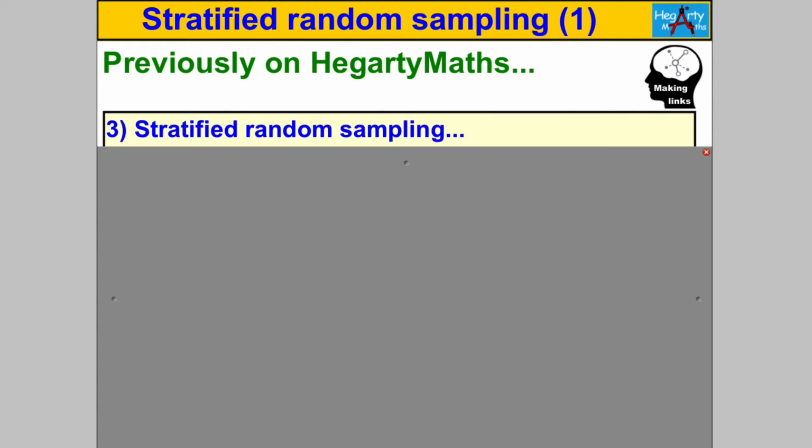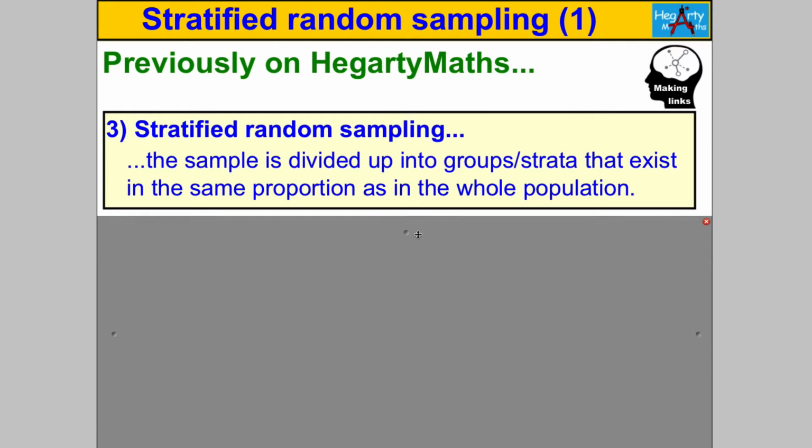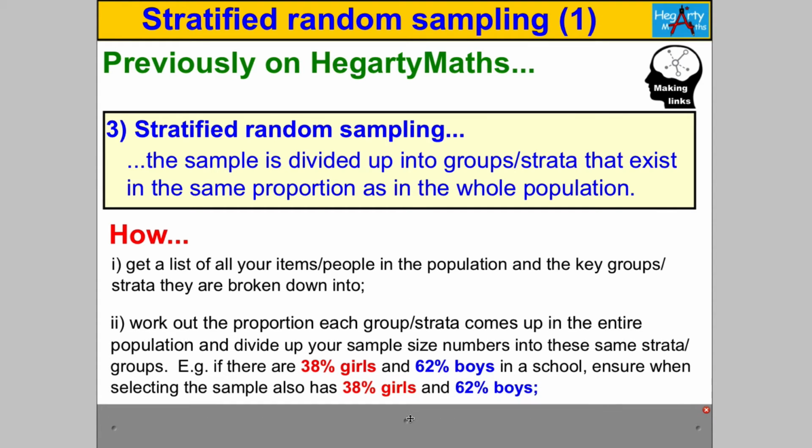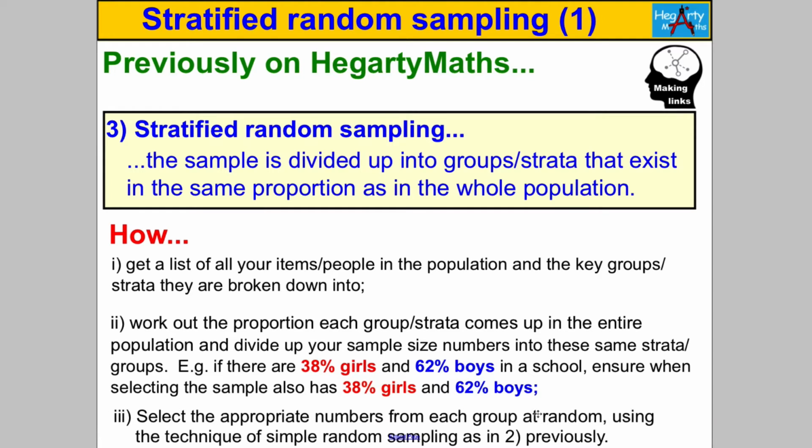stratified random sampling. So can you remember what I said that was? Well, that's when you divide your sample up into the same groups and strata that exist in the population and in the same proportion. And you do it as follows. You get a list of your whole population and work out their key groups. Then you work out what proportion those groups are in the population, and then you decide how many you're going to have in your sample based on that proportion. So if there are 38% girls and 62% boys in your entire school and you wanted to do a sample of 100, you'd make sure you had 38 girls and 62 boys. And lastly, you pick from each group at random. So this is the technique I'm going to show you how to do in this video, how to select those numbers. So let's start with an example.